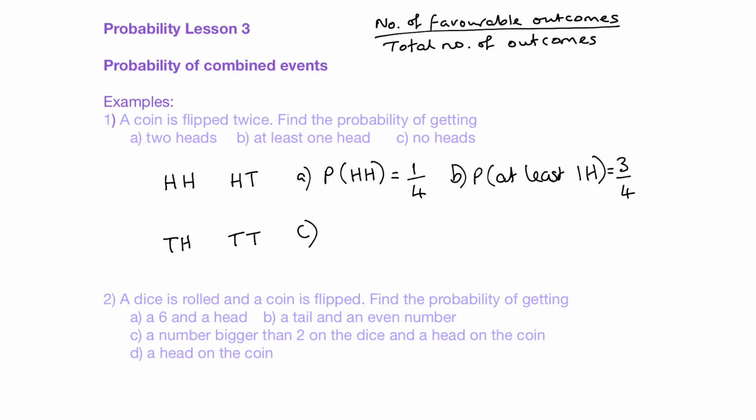And then part C, the probability of getting no heads. When we look through these, we can see that this one is the only one with no heads. So we say probability of no heads is 1/4. The best way to do questions like this is to at least start to list the different outcomes.